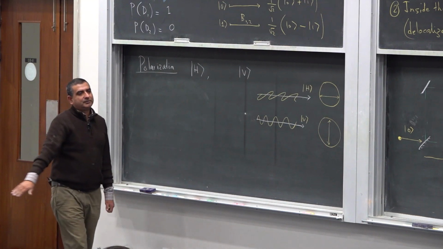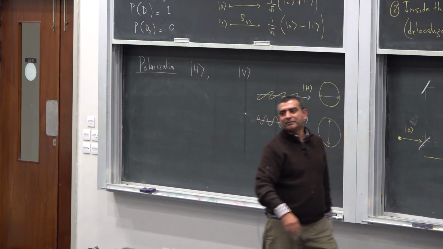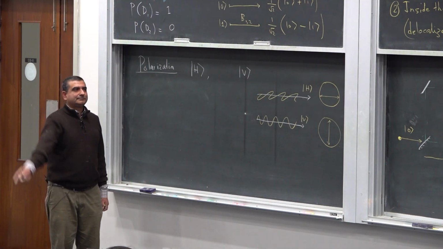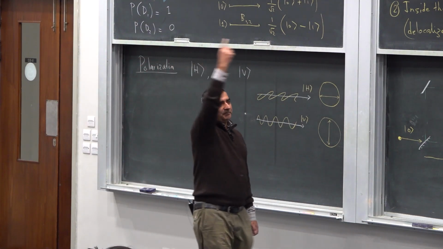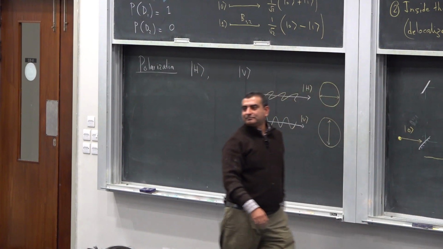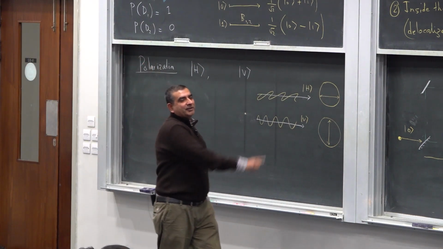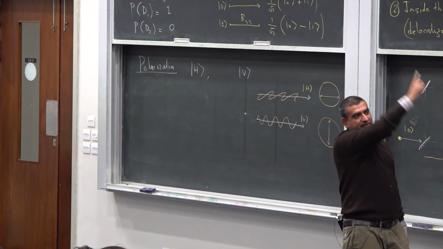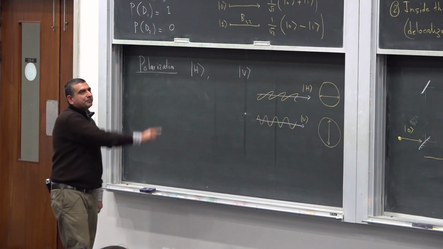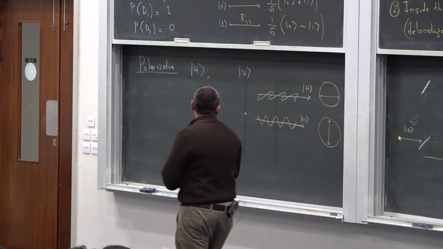This is anti-diagonal, minus 45 or 135. I can also have other kinds of things. I could have this, a left circularly polarized photon. I could also have this, right? A right circularly polarized photon. The tip of this vector is making a circle if I look at it head on. I could also have elliptically polarized photons. So I can have different kinds of polarizations.